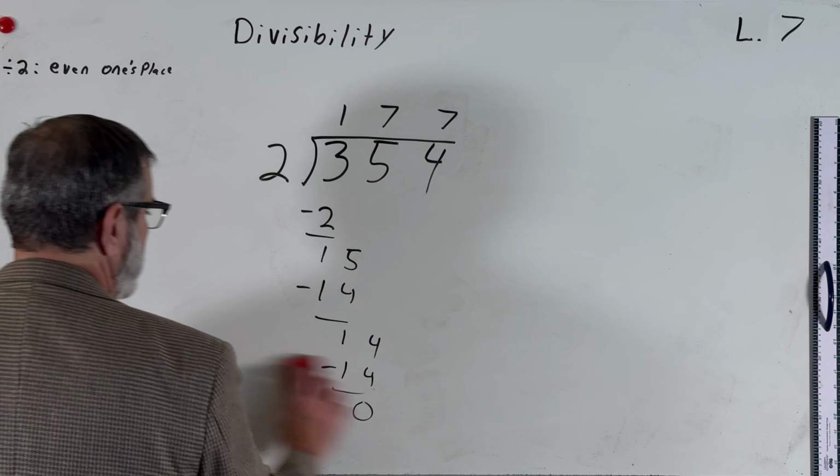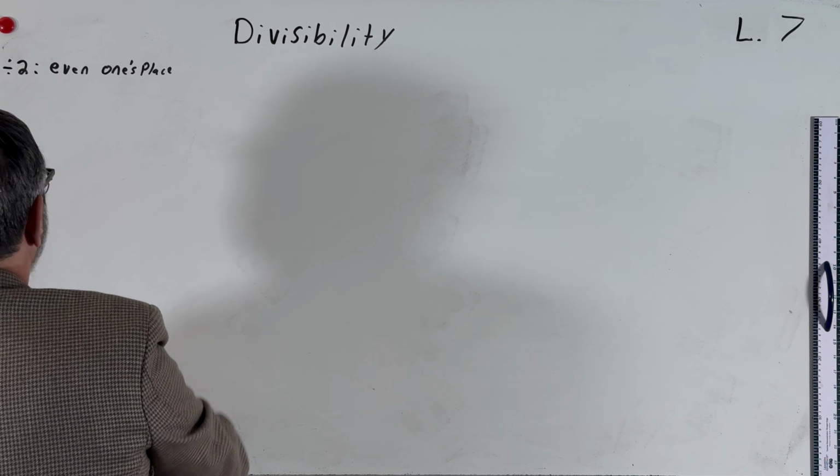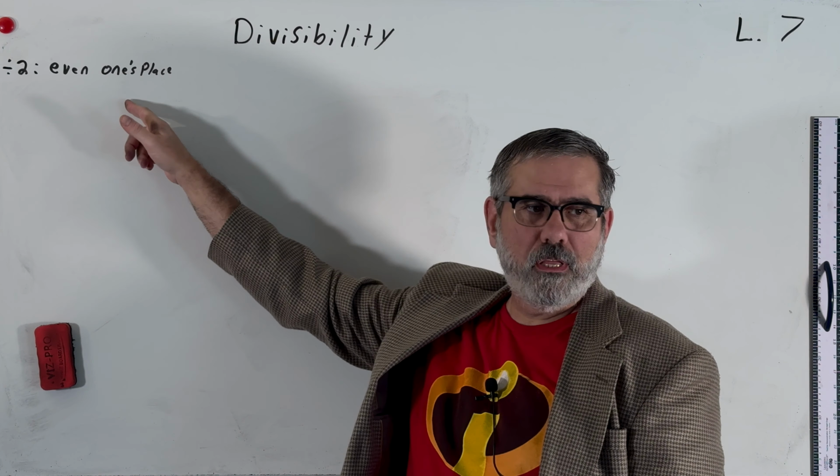All right, so divisibility by 2 is pretty straightforward. Just look for an even digit in the ones place.